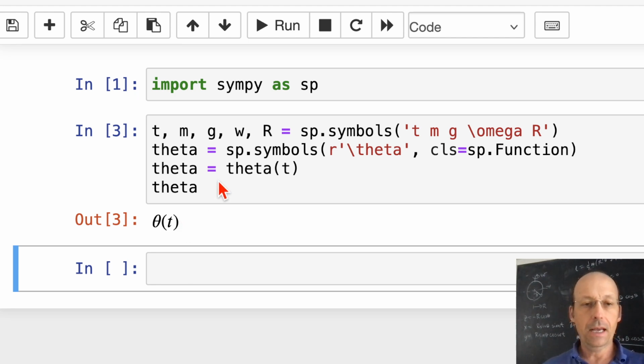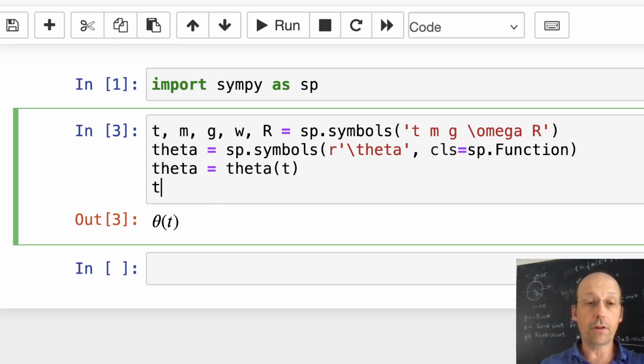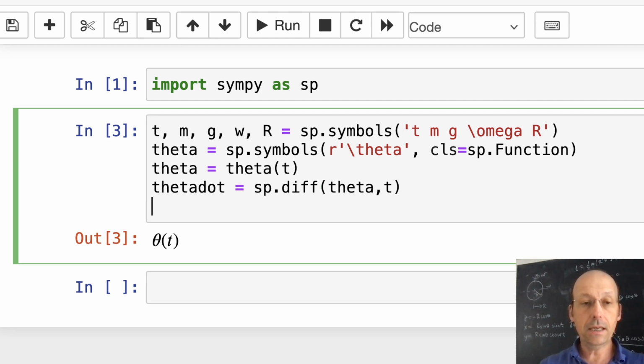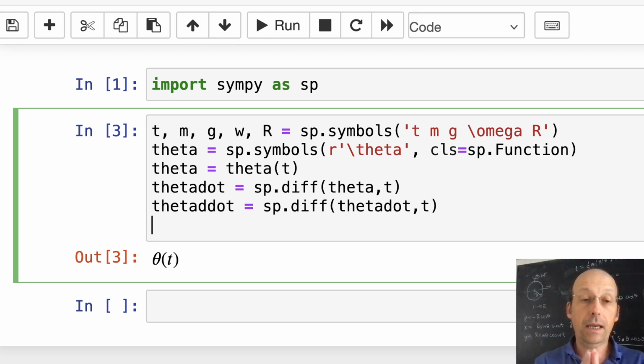Okay. Now I'm going to define some other variables. I'm going to say theta dot is the derivative of theta with respect to t, so that's sp.diff theta, t. Theta double dot is the derivative of theta dot with respect to t. Good. Okay. Now I need to define my x, y, and z.